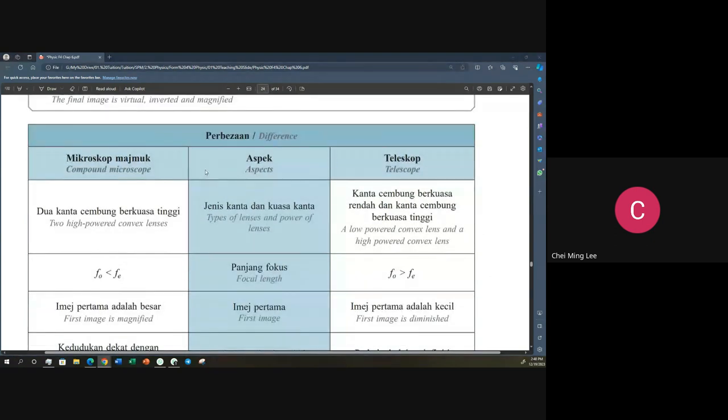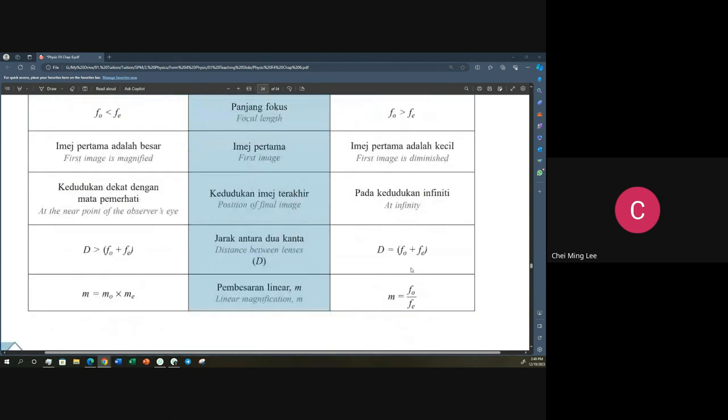Now the difference in terms of type of lens. The compound microscope will use two high power convex lenses, while the telescope will use one low power convex lens and one high power convex lens. The focal length of the eyepiece will be bigger than the focal length of the objective lens for the compound microscope. For the telescope, the objective focal length will be longer than the eyepiece focal length. Then the first image is magnified.